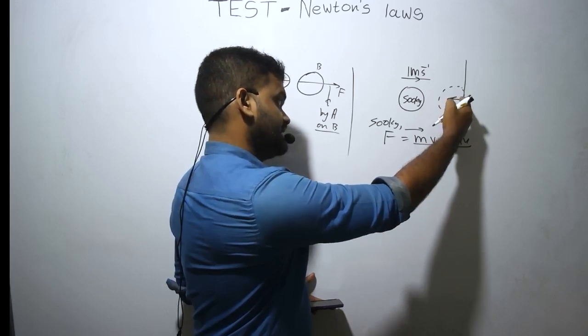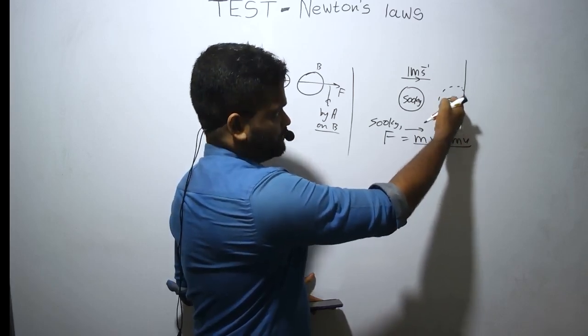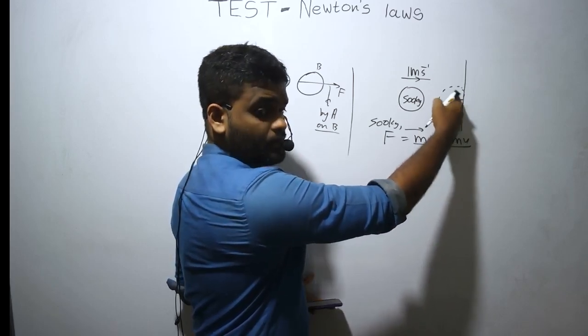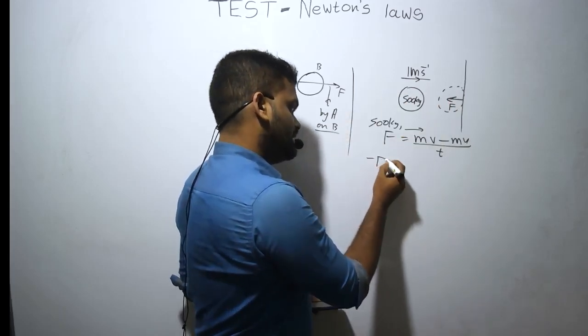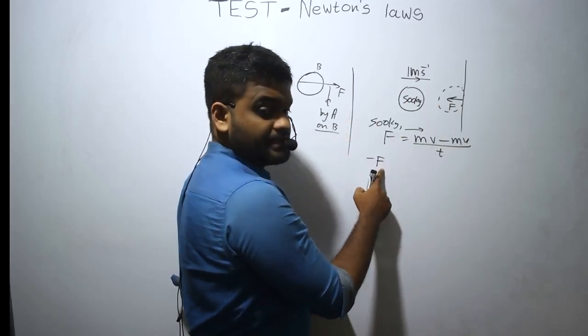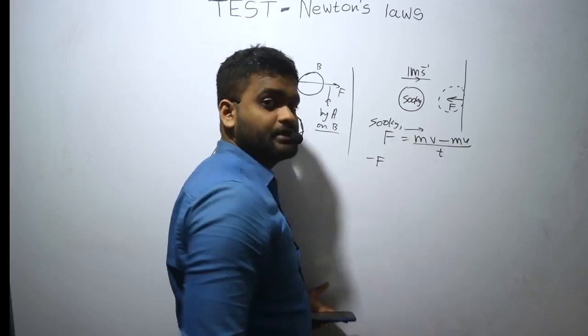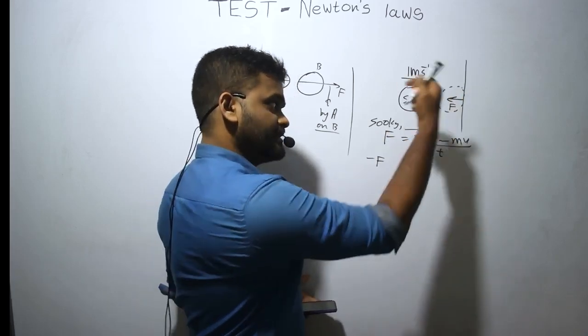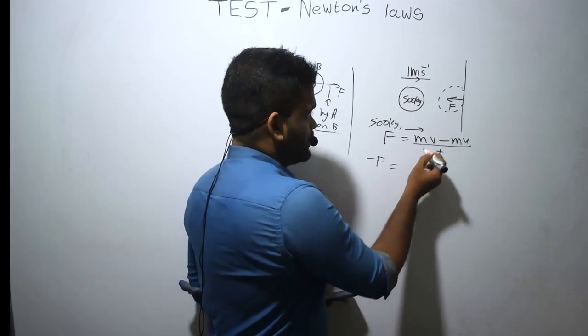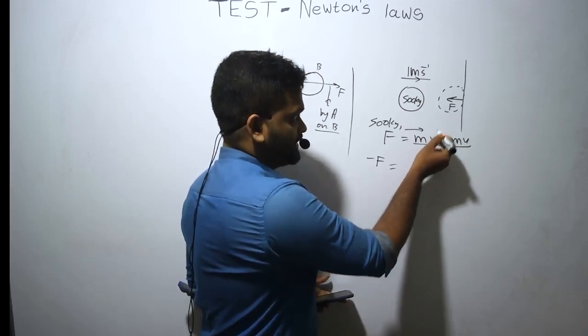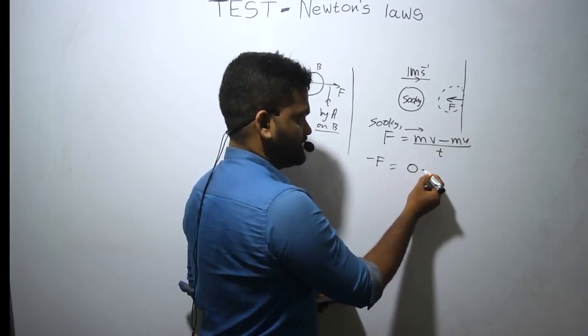So the force is acted to this direction. I have marked the force exerted by the wall on the object to this direction. So I have to put it as a minus sign, minus F, because you are applying the equation to this side, right? And the force is to this side. Okay? Right. So what's the final momentum? It stops, right? So final momentum is 0.